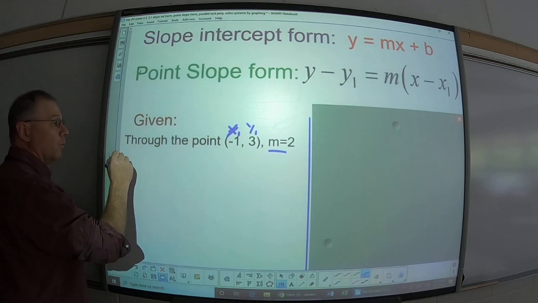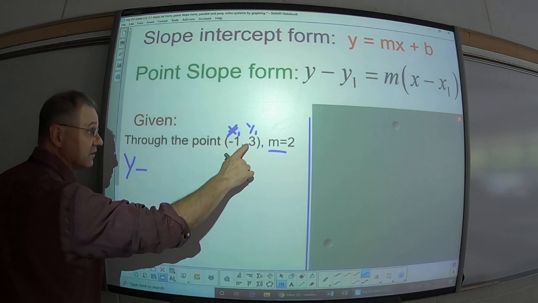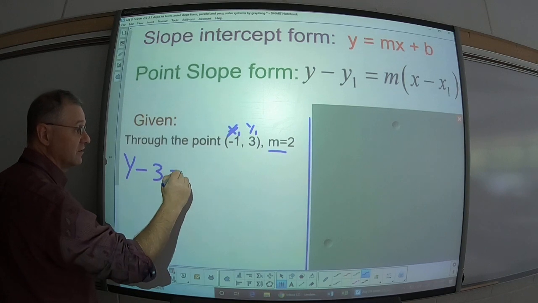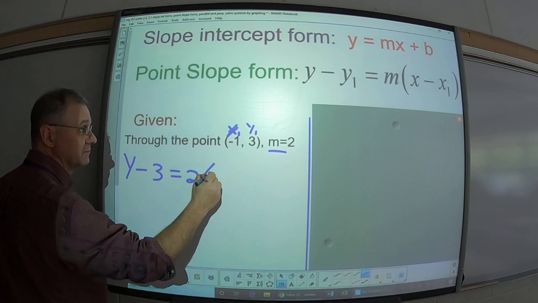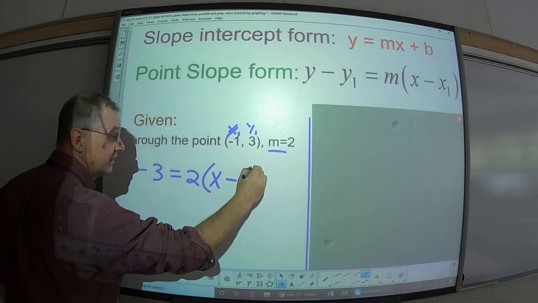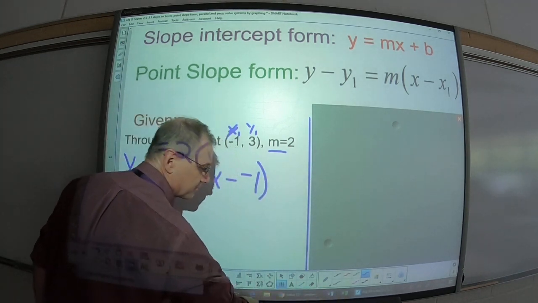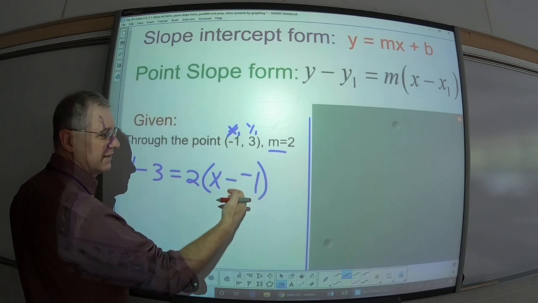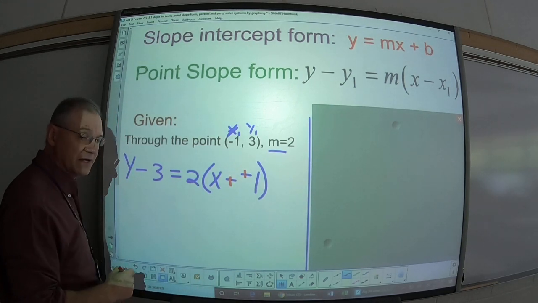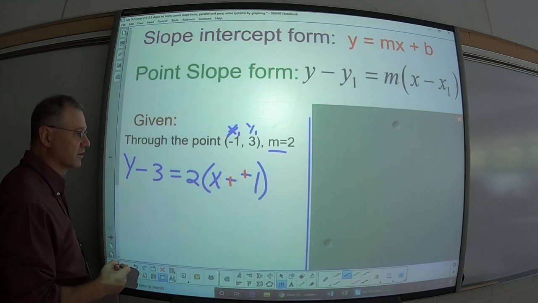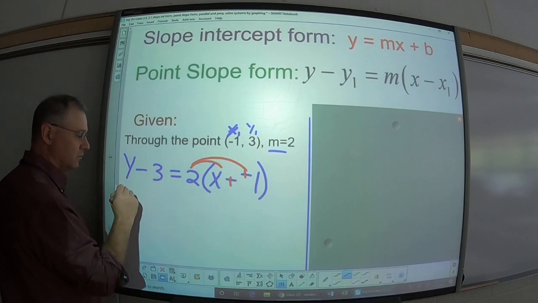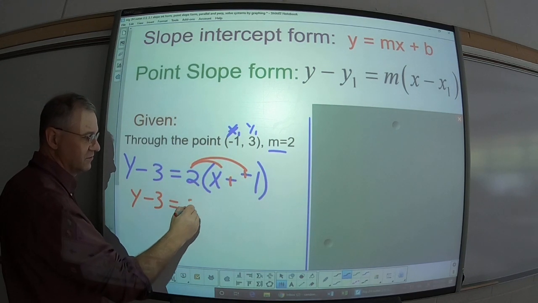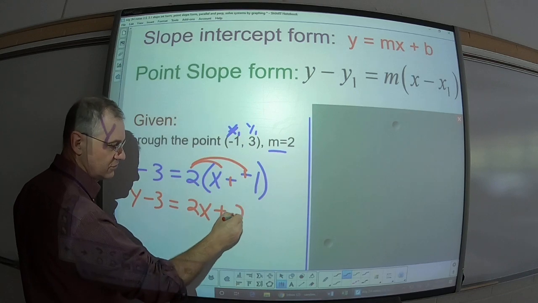So y minus, remember you're putting the y value in, 3 equals slope 2 times x minus negative 1. Next thing I'm going to do is I always try to get rid of these double signs just to make it a little simpler for me to do my work. Now I'm going to distribute the 2. Y minus 3 equals 2x plus 2.